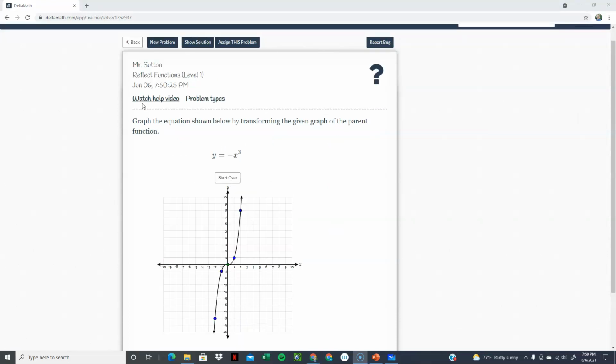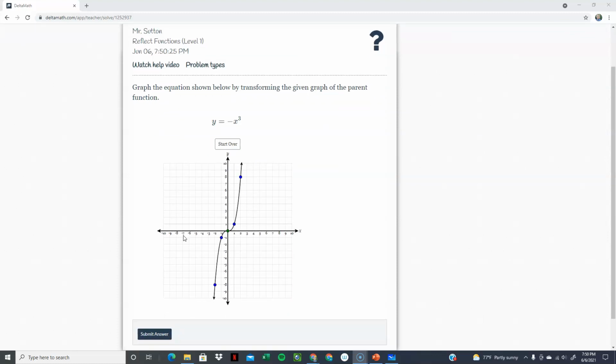And then the last type of problem here we have is just reflect functions. So remember, there are 2 types of reflections: over the x-axis and over the y-axis. If it's outside the function, like this one here, which is outside the function because it's not being cubed, that means it's a reflection over the x-axis. The x-axis goes left to right. So if you reflect over that, you move up and down.